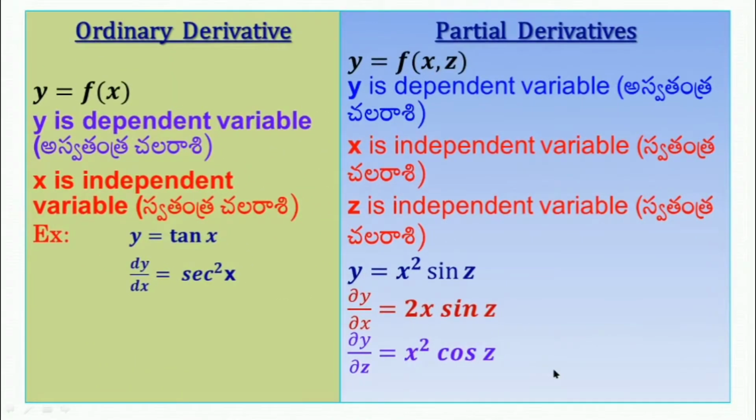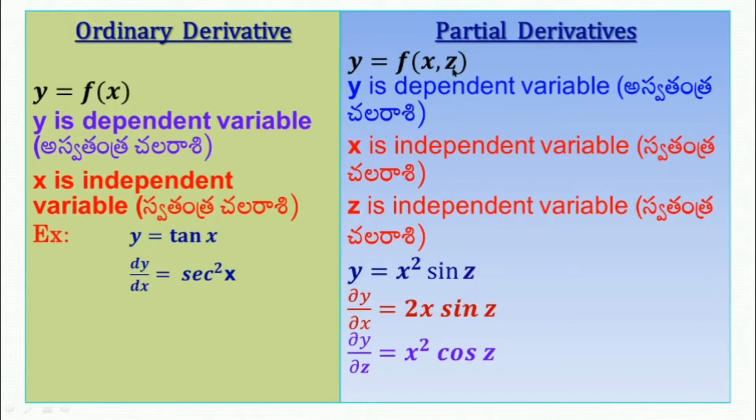So before going to the definition of the differential equation, I want to explain a few things about types of derivatives. Suppose y is f of x, meaning y is a single variable function. In this case x is an independent variable, y is a dependent variable. So we get only one derivative, called the ordinary derivative, because it is a single variable function: dy by dx. In this example, y is equal to tan x, its derivative dy by dx, the derivative of y with respect to x, is equal to secant square x.